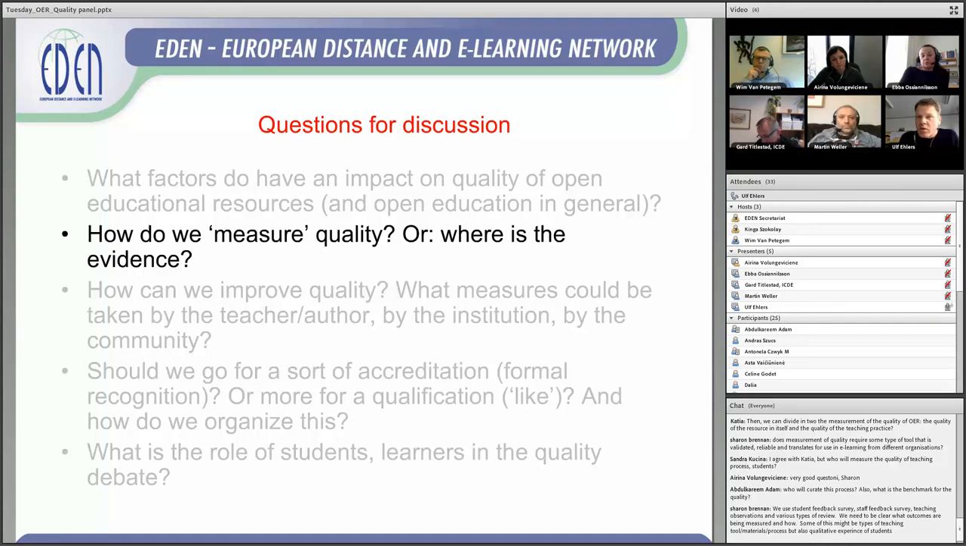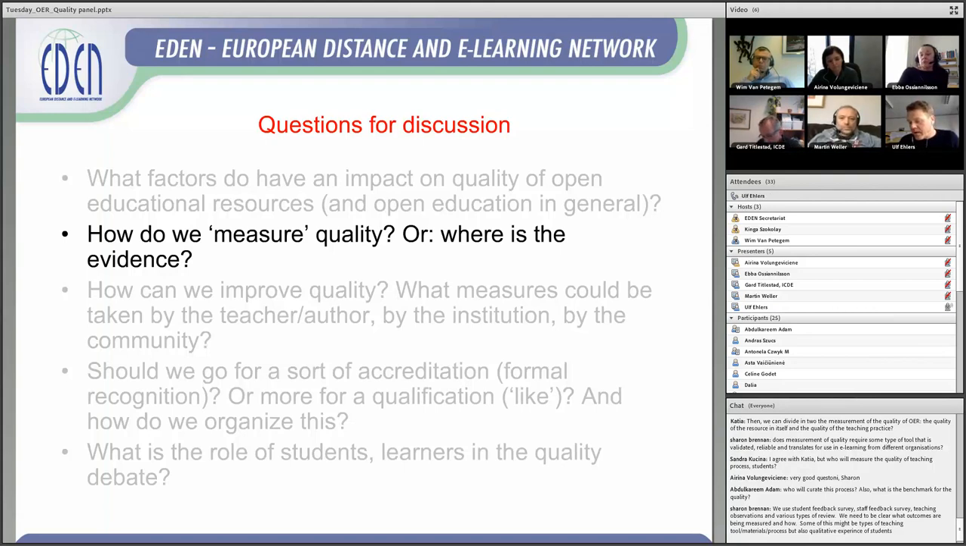And that's the typical paradox which we have in quality. The best resource with the wrong target group is leading to terrible results. And the worst resource, whatever that is, with a target group who is very, very learning able, learning competent, will lead to a result which might be even very good. So that's the paradox of quality.